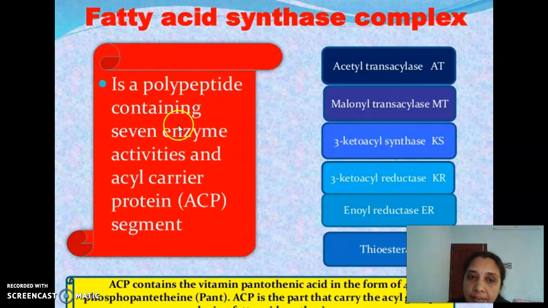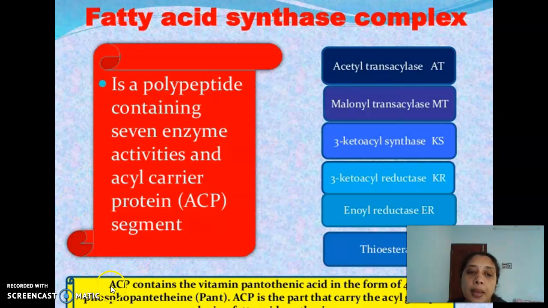So E1 to E7 are there. In addition to it, it is having an acyl carrier protein. Now, which are the enzymes? That is acetyl transacylase, malonyl transacylase, then 3-keto-acyl synthase. The short forms are AT means acetyl transacylase, MT means malonyl transacylase, KS means 3-keto-acyl synthase. Then 3-keto-acyl reductase KR. Then enoyl reductase ER. Then there is a thioesterase. After which what comes? ACP. Clear? I'll show you.